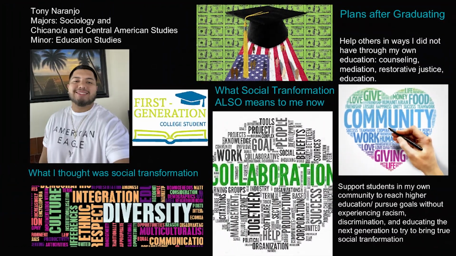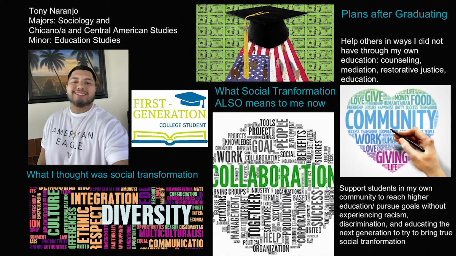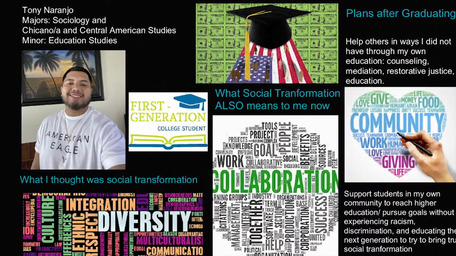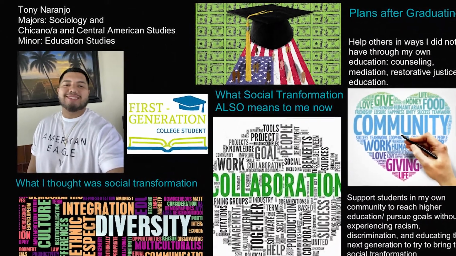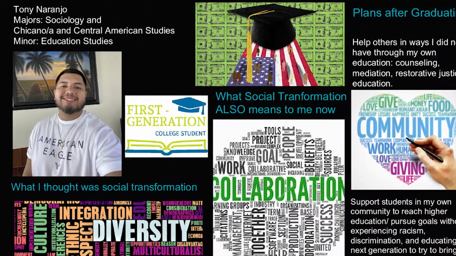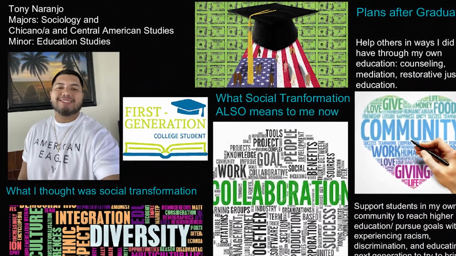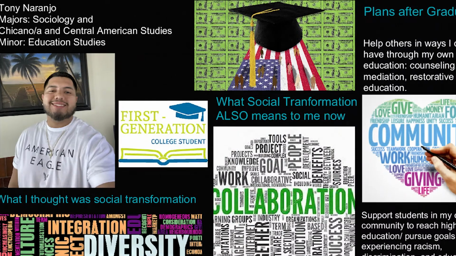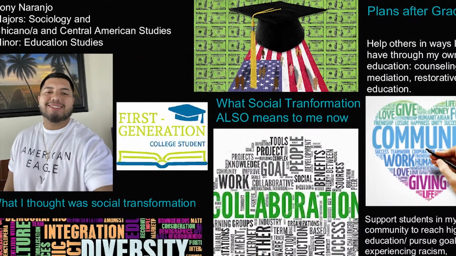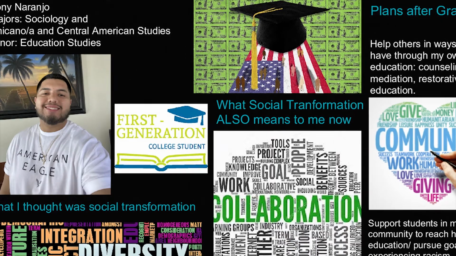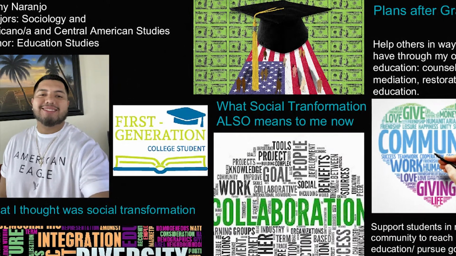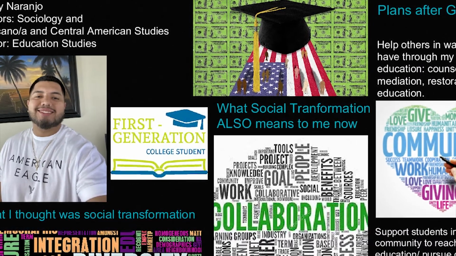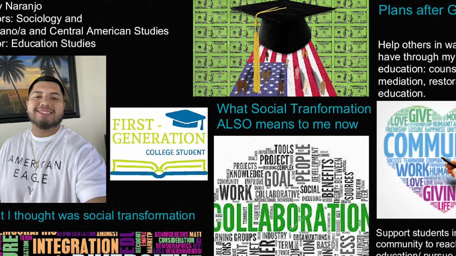Hi, my name is Tony Naranjo. I'm graduating with a major in sociology and Chicano studies as well as a minor in education studies. I thought social transformation was more about diversity and integration of minorities into higher education. But now I know that it's also collaboration within the community, the school, and also the families present. My plans after graduation are to help in ways that I did not have of my own through counseling, mediation, restorative justice, and education, to support students in my own community to reach higher education and pursue their goals without experiencing racism and discrimination, and educating the next generation to try to bring true social transformation.